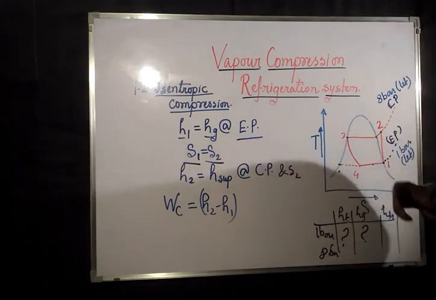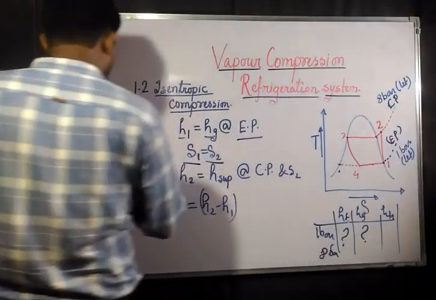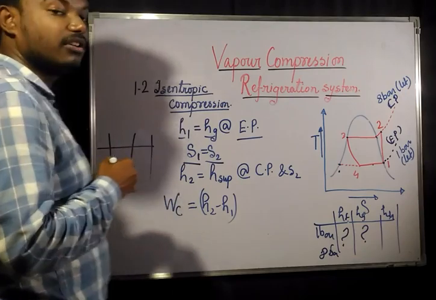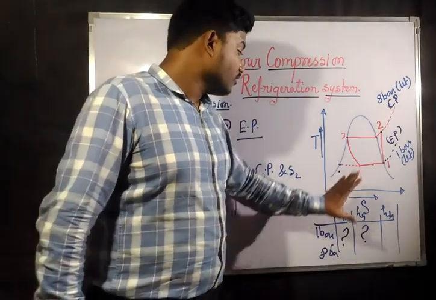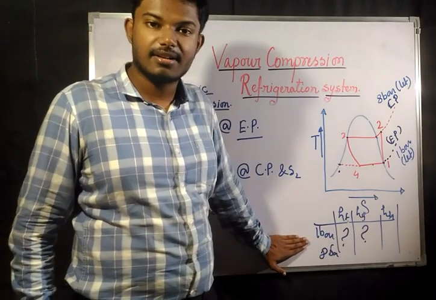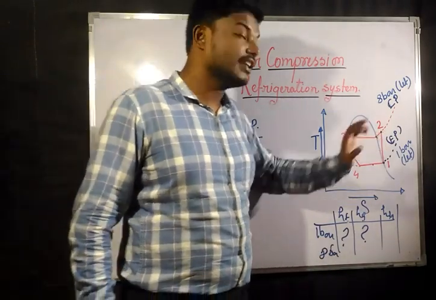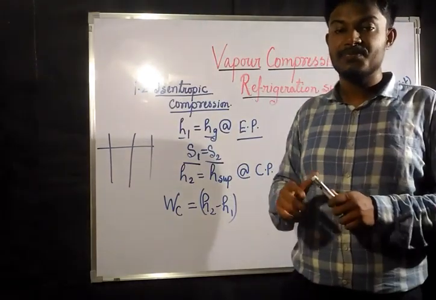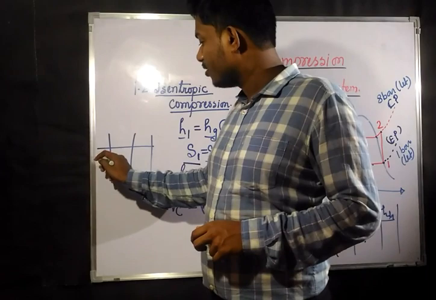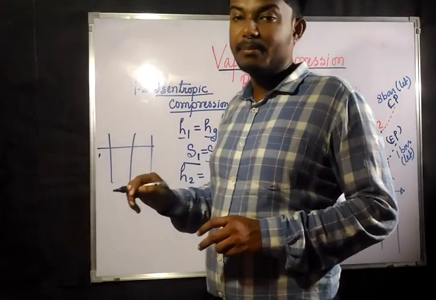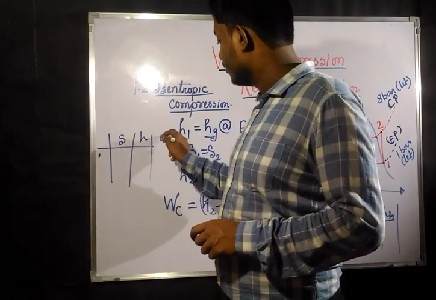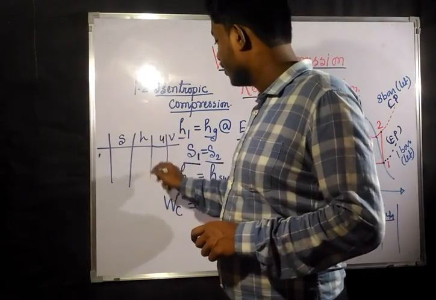So what can you do? You can go to the superheated segment of the steam table. For finding H1 we go to the saturated region. Now, to find the enthalpy at H2, we need to go to the superheated region. In the superheated region, at some particular pressure and some particular temperature, you are going to find the values of S, H, U, V, all the values.